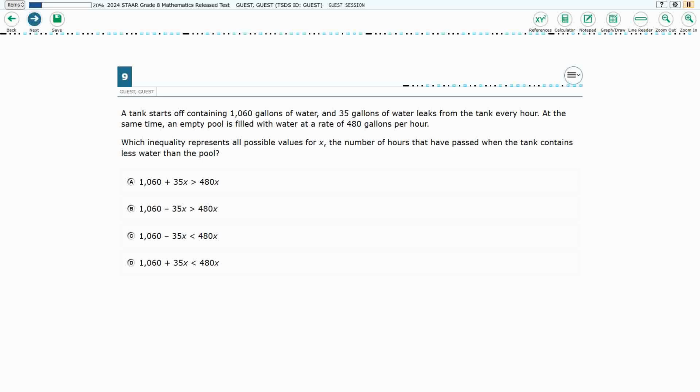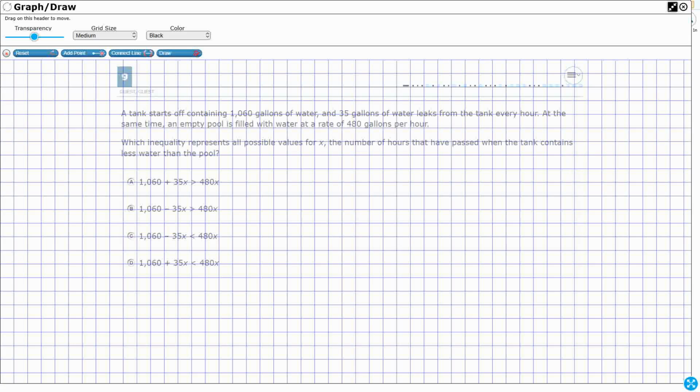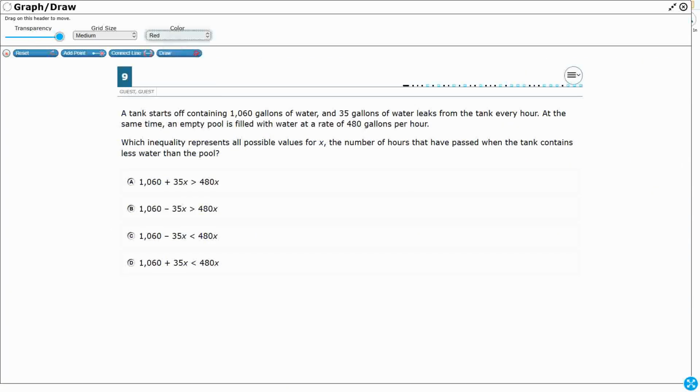For number 9, we are writing equations and inequalities. This is 8.8a. And we have this verbal description here. The tank starts off containing 1,060 gallons of water. All right, so I'm going to just draw kind of a tank. Let's just make it look like a cylinder. All right, so there's my tank. And it starts off containing, and let's do this, 1,060 gallons of water, and 35 gallons of water leaks from the tank every hour.